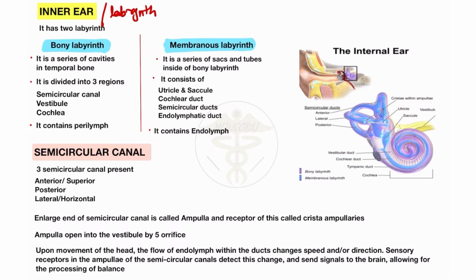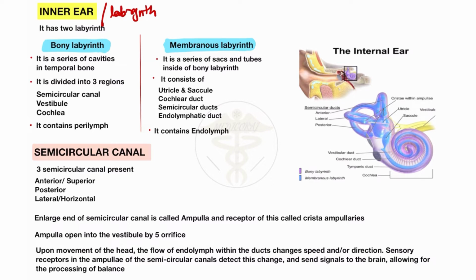I will also discuss the enlarged end of the semicircular canal, which is called the ampulla. Here you will see this is the ampulla. You see this is the crista within the ampulla. The ampulla opens into the vestibule by five orifices. Here this is the ampulla which opens into the vestibule. This part is called the vestibule.